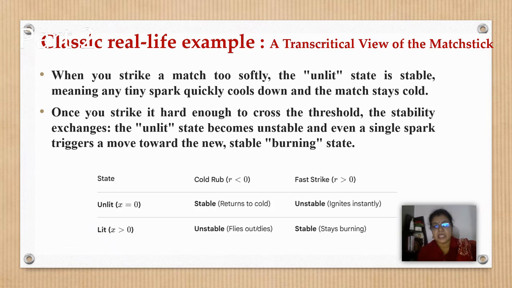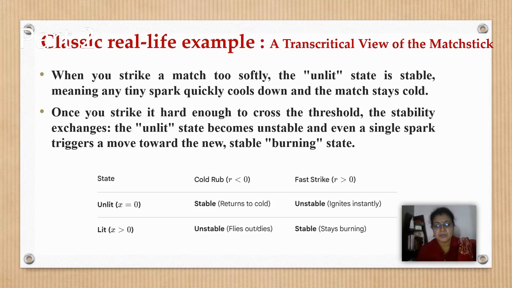The unlit state will be the stable one. Any tiny spark will quickly cool down, right? And the match will remain in the same unlit state. But what happens when you strike it hard enough? Then it will go beyond the threshold and the stability exchanges. Now it will glow. The unlit state becomes unstable, and even a single spark will trigger a new stable burning state.